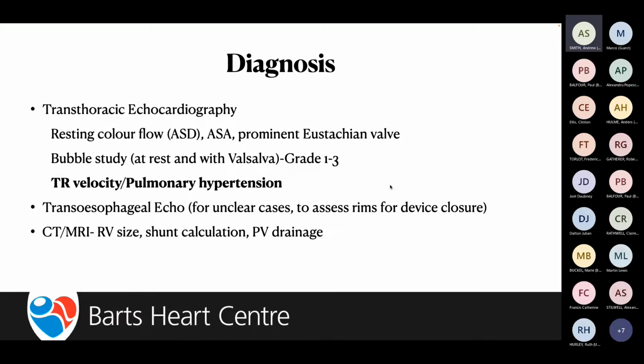And I've seen that Dr. Smith's got some very beautiful transesophageal echo pictures for device closure. And other non-invasive imaging, CT and MRI, we often use, perhaps not so much in PFO, but in ASD, to get a further assessment of the right ventricular size and function, a shunt calculation, and also to check pulmonary venous drainage, as although classically sinus venosus ASDs are associated with abnormalities of pulmonary venous drainage, it can occur with secundum ASDs as well. So it's important to know that ahead of time, particularly if you're considering device closure.